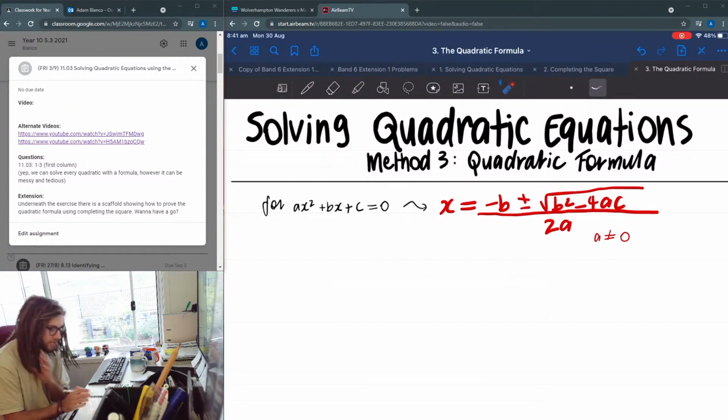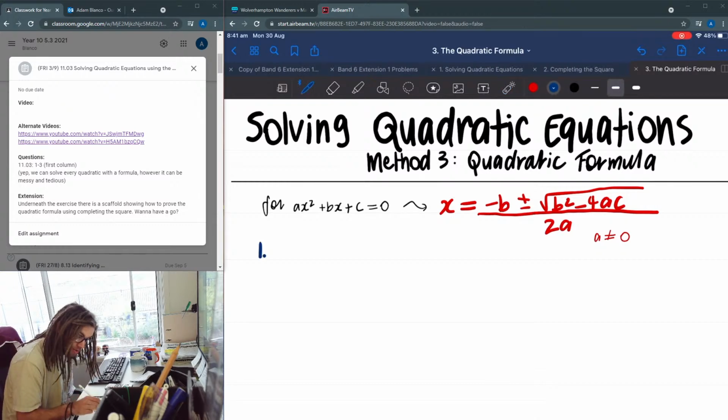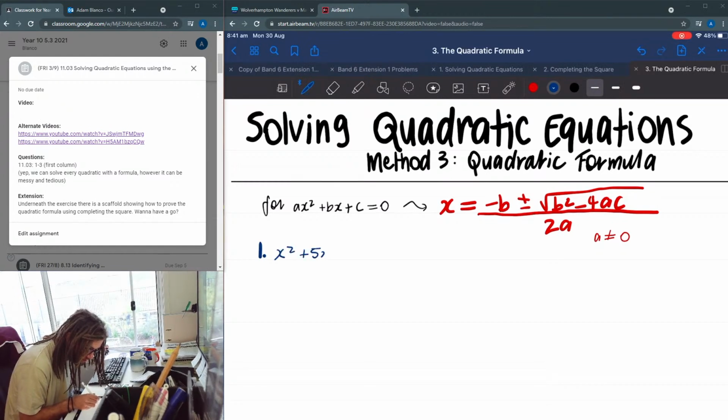Okay, so now that we've got all that out of the way, I'm going to do the same example 3 times using each of our methods. So our example is going to be x squared plus 5x plus 6 equals 0.